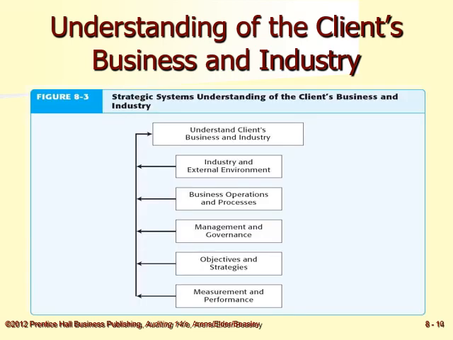Next, understanding the client's business and industry. There are five parts that we need to understand. First, we need to identify the industry and external environment of our client. Second, we need to identify the business operations and processes of the client's business. Number three, how management and governance control the client's business. Fourth is the objectives and strategy of the client's business. And last, we have to measure the performance of our client's business. So we have five components for understanding the client's business and industry. Okay, we go one by one.